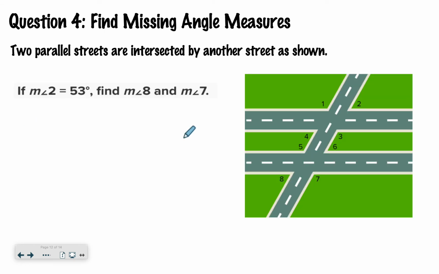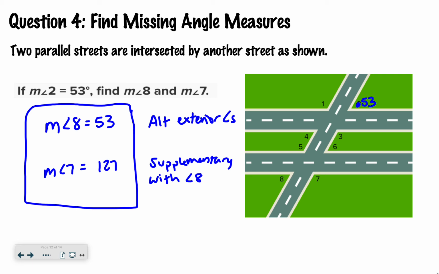Okay. So now I want you to find the missing angle measure. So we know that two parallel streets are intersected by another street as shown. We know that angle 2 is 53. So the measure of angle 2 is 53. Okay, so that's right there. And I want to figure out what 7 and what 8 are. So I want you to solve this one on your own. I would recommend starting with angle 8, and I'll explain why in a little bit, but maybe you can figure it out on your own. Either way, good luck.